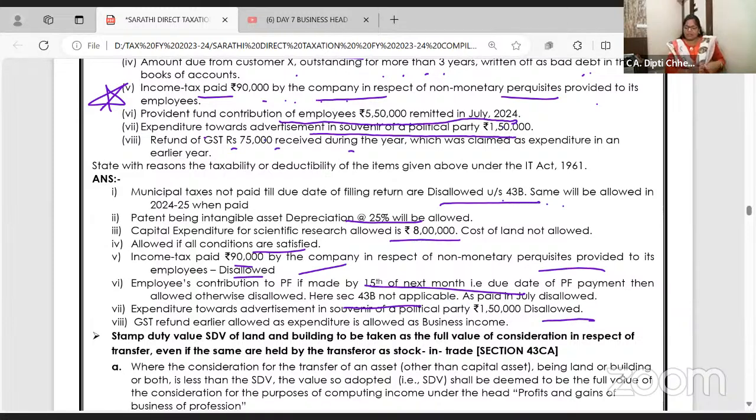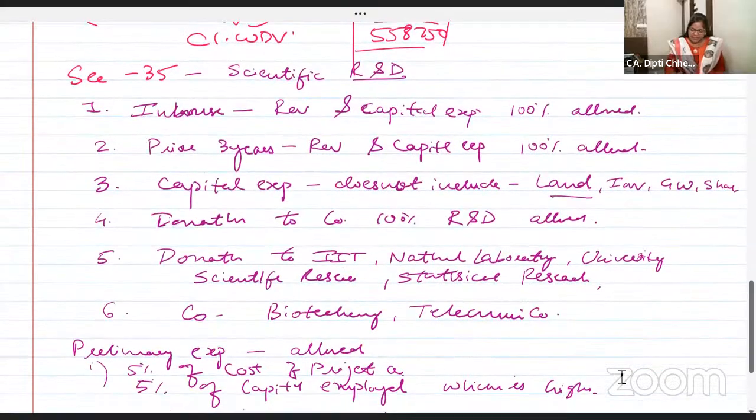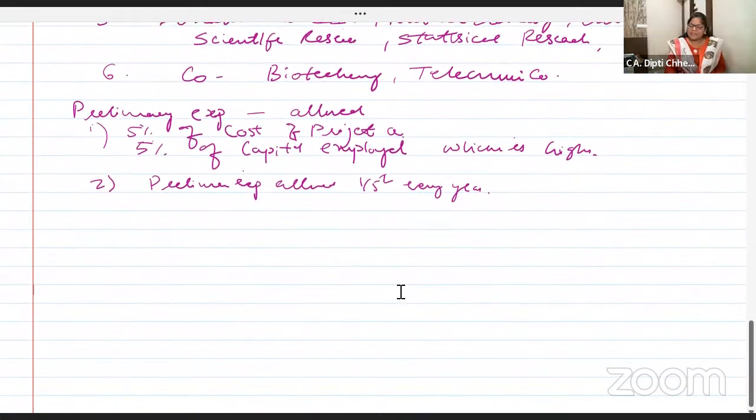Refund of GST, which was claimed as expenditure. Is it a business income? Yes, it will be treated as business income. Okay, right. Now one is for income tax and one is for PF. Write down a booster note. When I'm saying write it, when you're trusting and attending live classes, then what's the reason of not writing? Just look at the screen. Are these good points? Scientific research we wrote yesterday, preliminary expenses we wrote, right?